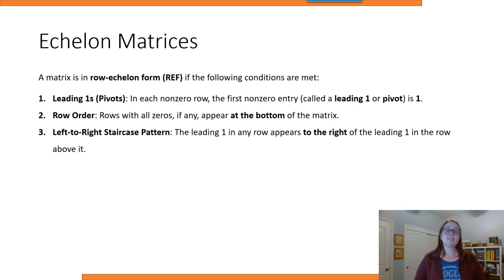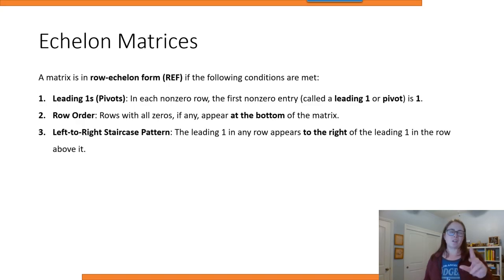The next thing is if there are any zero rows, they're at the bottom of the matrix. And then the third one, we can call this a left to right staircase pattern. If I go from the top left down each row, the leading one in any row appears to the right of the one above it. So if I have a 1 in row 1, column 1, then the next row would have its first non-zero at least 1 to the right, if not more. And it would just kind of go down from there. We'll see this as we work through an example. All right, so those are the three things that you need for row echelon form.